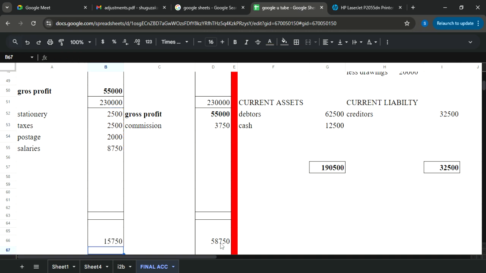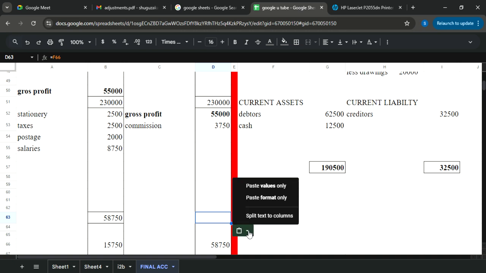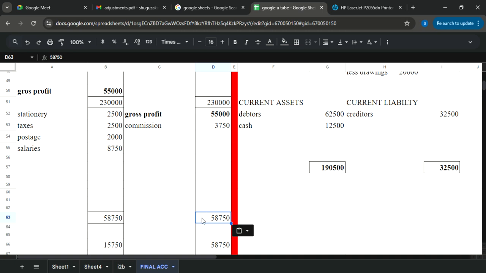Next step is to see the larger sum, which is 58,750. You are going to write the larger sum on the total of both sides. Now you will choose the smaller sum. This is your smaller side, and you can see that 58,000 income, 15,000 expense. So again, it's favorable. That means you need to say it as profit, which would be called net profit.